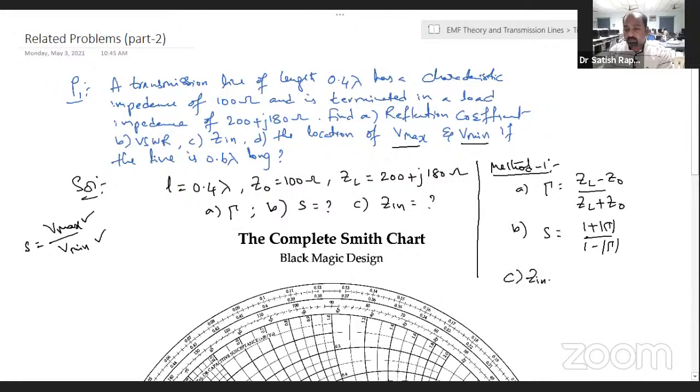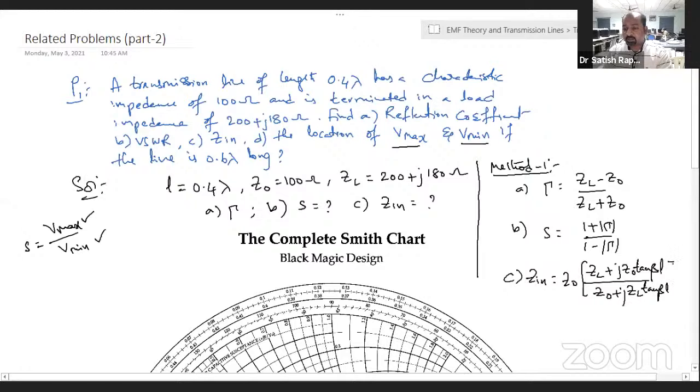And the input impedance Zin is equal to Z naught times (ZL plus j Z naught tan beta L) divided by (Z naught plus j ZL tan beta L). So these are the formulas, and Vmax and Vmin we have to calculate from the Smith chart. So we have formulas for the reflection coefficient, voltage standing wave ratio, and input impedance. Substituting the given values and simplifying, you will get the answer.